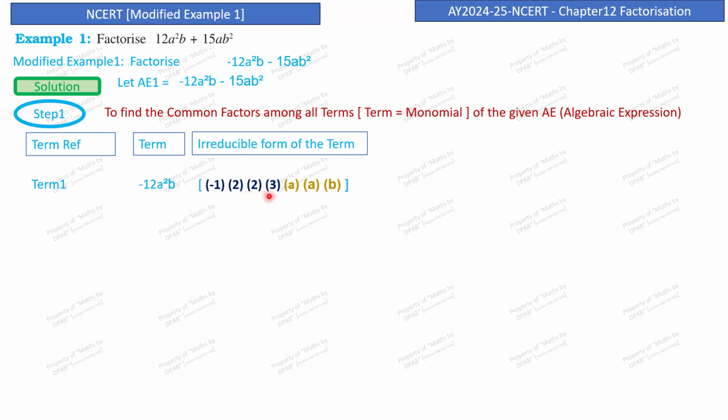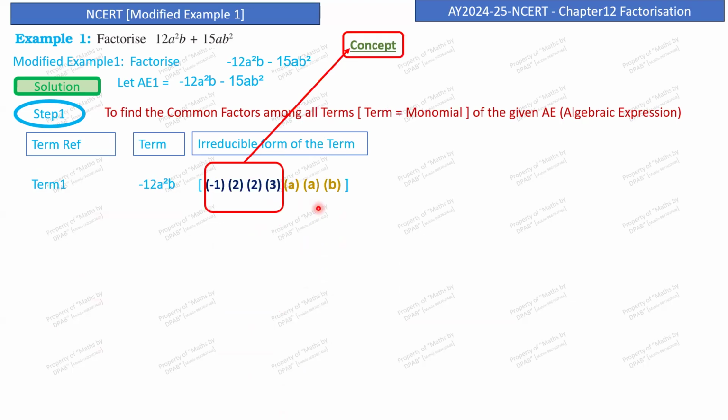So the numerical value 12 is written in prime factor form as 2 into 2 into 3. So 2 into 2 is 4, 4 into 3 is 12. And a square is written as a into a. b is simply written as b because it cannot be reduced further. So the irreducible form of the variable b is b, and the irreducible form of the variable a square is a into a, whereas the prime factor form of minus 12 is minus 1 into 2 into 2 into 3.